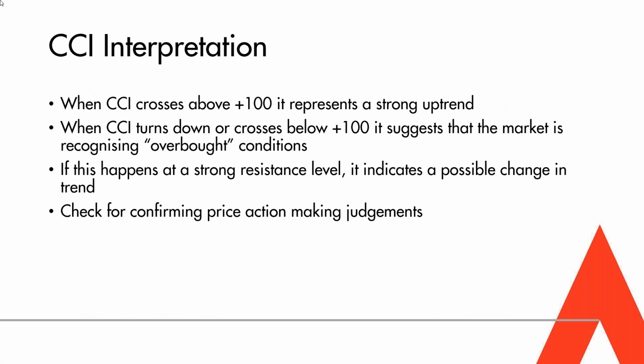So interpreting the CCI indicator, when the CCI line crosses above plus 100, it represents a strong uptrend. As long as the line of CCI remains above plus 100, it's still in a strong uptrend and likely to continue. It's when CCI turns down and or crosses below plus 100, it suggests the market is recognizing an overbought condition and a possible reversal from there. If this happens at a strong level of resistance, it indicates a possible change in trend.